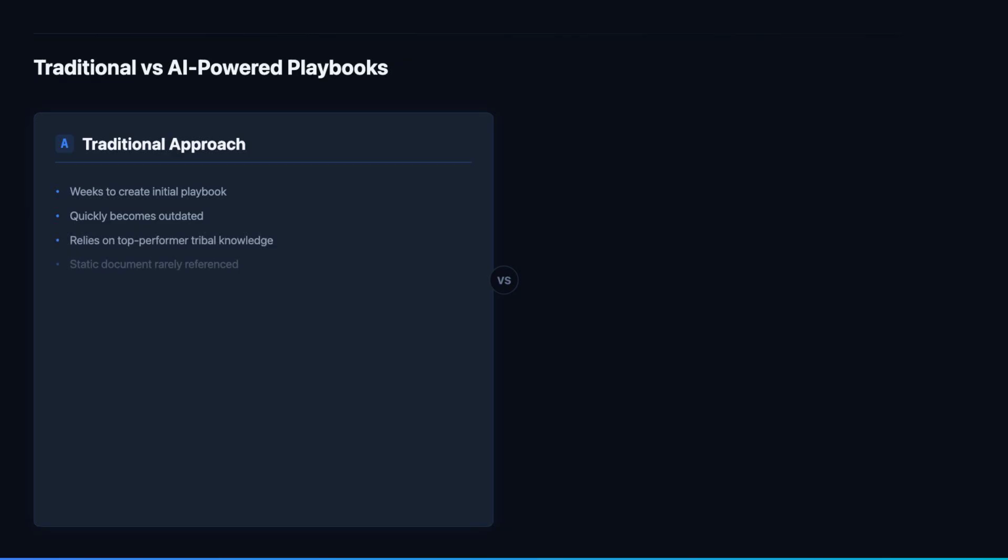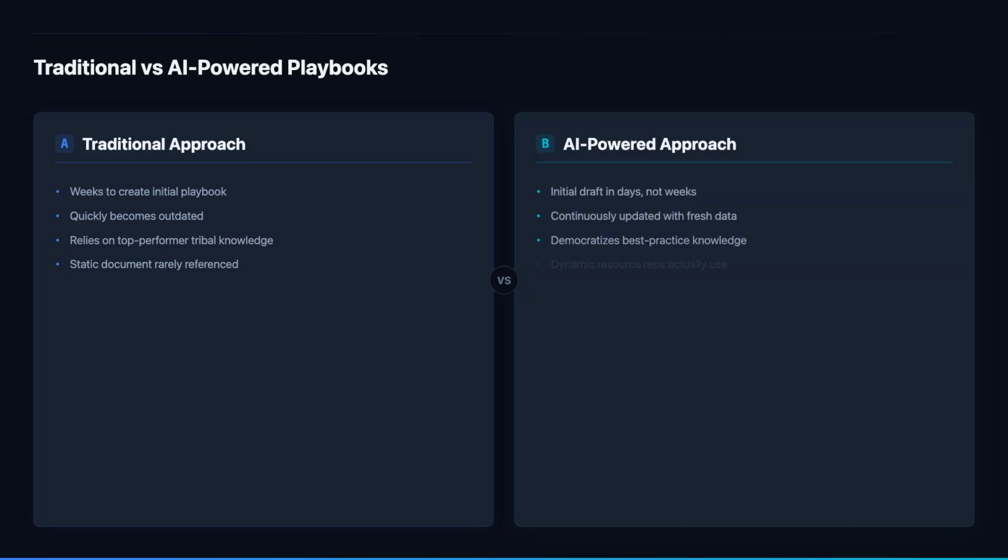Traditional playbooks are expensive to create, hard to maintain, and often sit unused on shared drives. AI-powered playbooks are faster to build, easier to maintain, and become living resources that sales teams rely on daily.